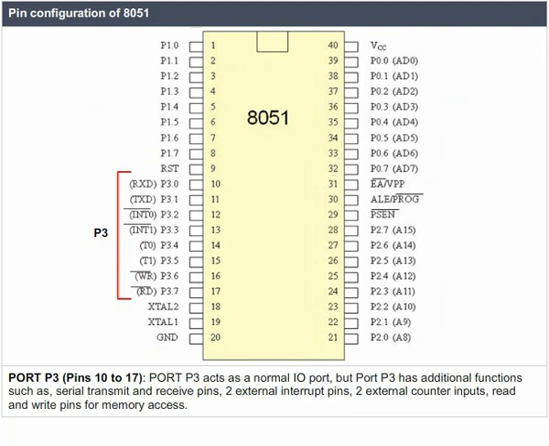Port P3, pins 10 to 17. Port P3 acts as a normal I/O port, but port P3 has additional functions such as serial transmit and receive pins, 2 external interrupt pins, 2 external counter inputs, read and write pins for memory access.